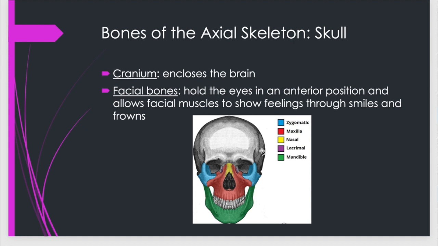If we look at bones of the skull, we have the cranium as well as your facial bones. So the cranium is what actually encloses the brain. You've got the frontal bone, parietal bones, occipital bones, which we've mentioned a little bit before when we talked about the brain and said that the names come from the bones around those lobes of the brain. Your facial bones are going to hold your eyes in place. They allow your facial muscles to kind of express your feelings through smiles or frowns or rolling your eyes, different things like that.